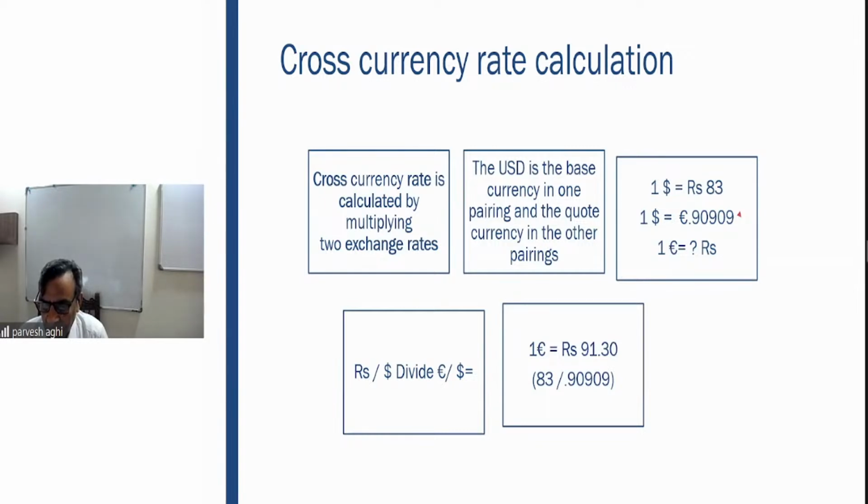If both quotes are either American or European, then we can achieve our formula by taking 83 divided by 0.90909. Now this is European, this is also European, and we can get the same answer by division also. If the quotes are not in the order of one European and one American, we can still calculate by doing a division.